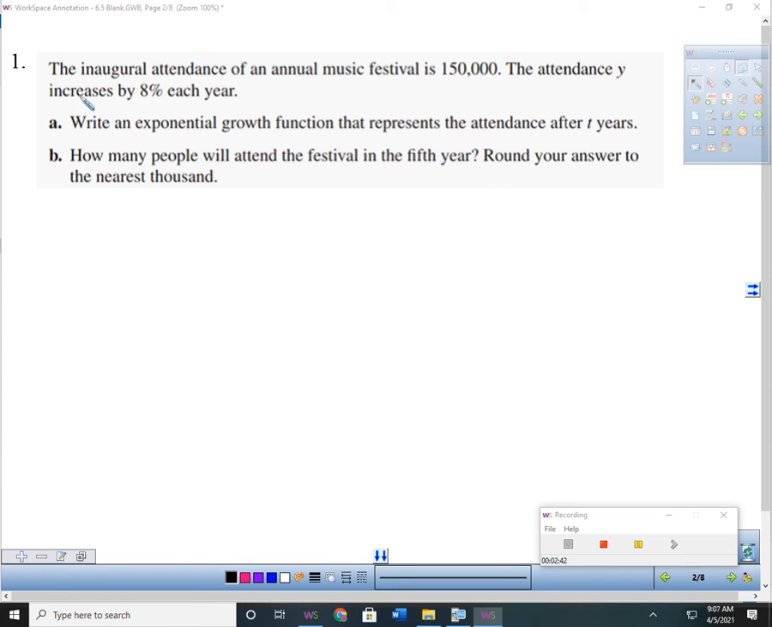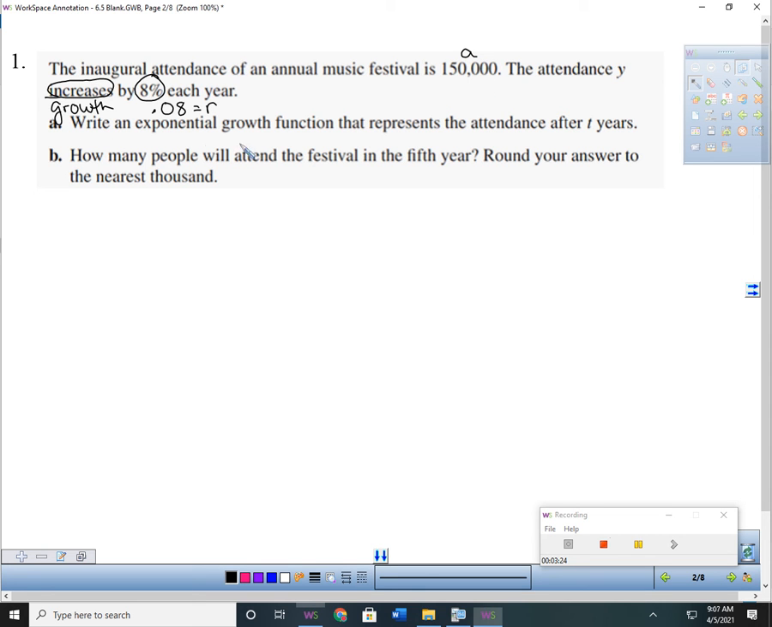The attendance y increases. So since we're increasing, we have a growth by 8% each year. Now, when we plug into a formula, are we going to put in 8%? No, we're going to put in 0.08. Move that decimal 2 places to the left. So this represents my rate, right? I like to put this on there, growth. I know I have a growth. And it says that the inaugural attendance of the annual music festival is 150,000. So that would be my initial amount, which is represented by the letter A.